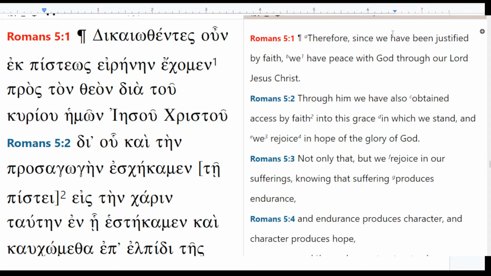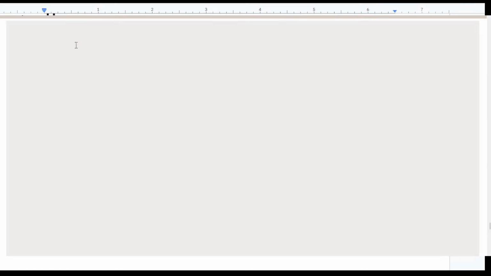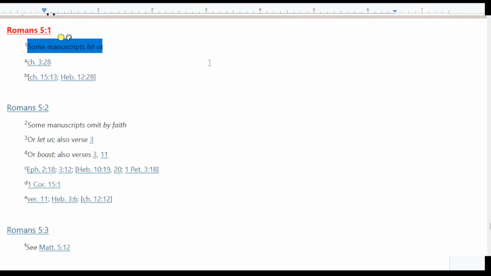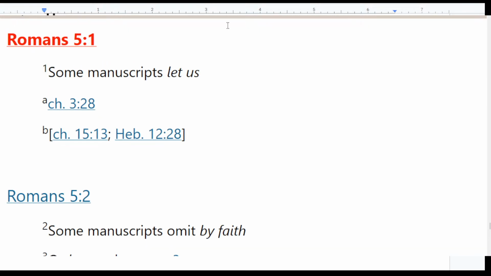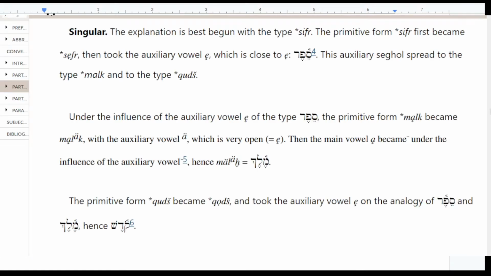It says, "Therefore, since we have been justified by faith, we have peace with God through our Lord Jesus Christ." Everything's showing up on the screen there. Good. So this whole business of "we have peace." You'll notice there's a footnote here, and it says some manuscripts say, "let us have peace with God through our Lord Jesus Christ."